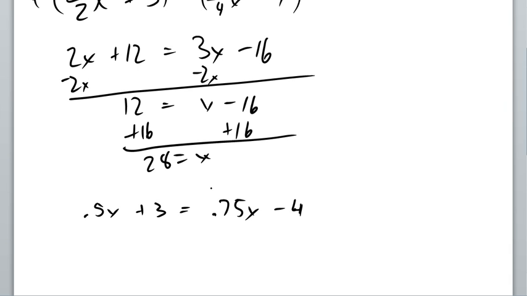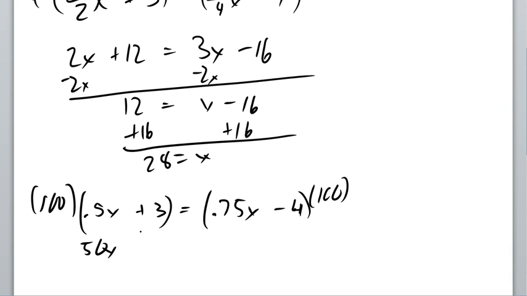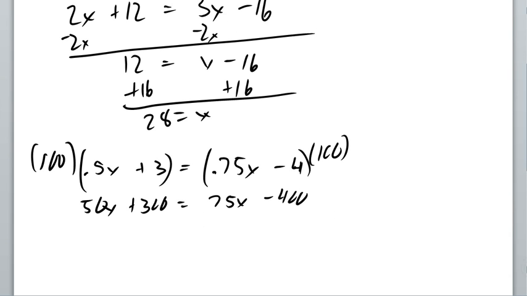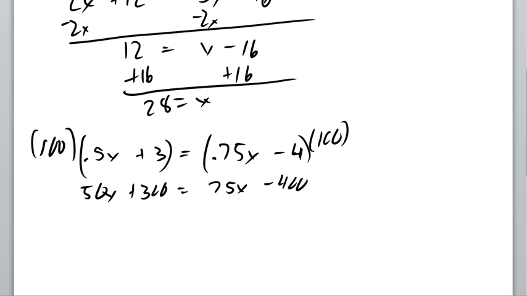And so if I take this side times 100, I have to take this side times 100. And when I multiply it out then, I should do it like this too. 100 times 0.5x, that's going to give me 50x, plus 300. And 0.75 times 100 is going to give 75x minus 400. Okay? Same idea, doing the exact same things, except larger numbers that we're working with here.